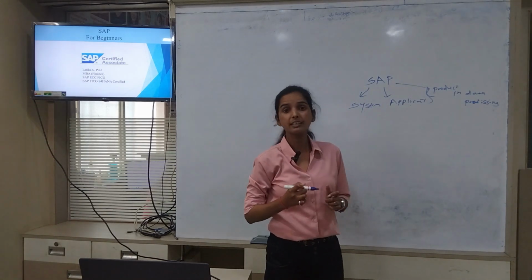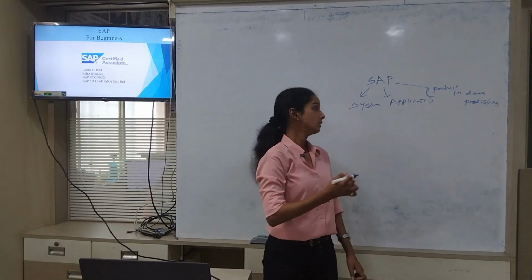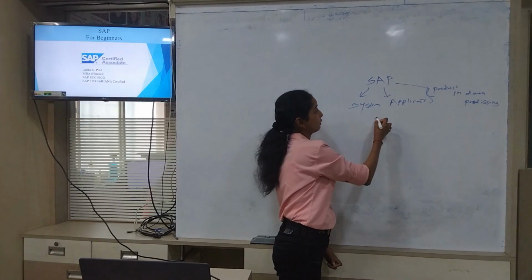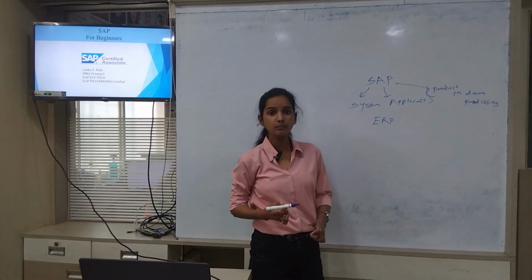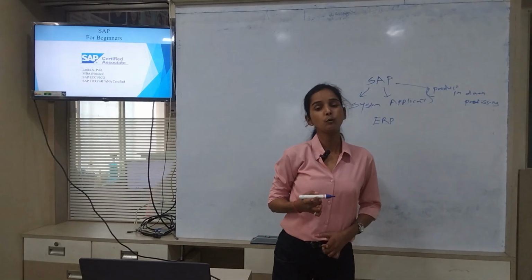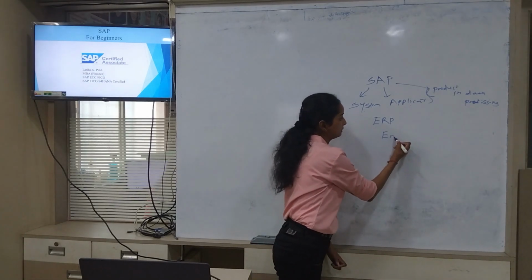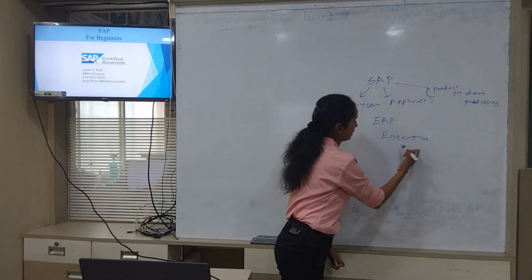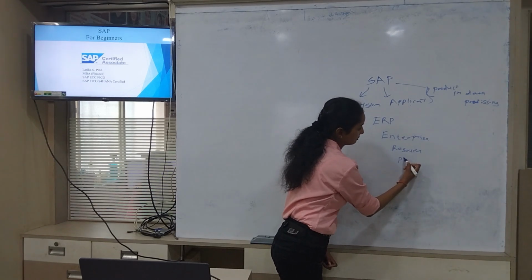When we talk about SAP, basically what is SAP? SAP is ERP. So when we are going to talk about SAP, first of all we all need to know what is ERP. हमें ERP क्या है वो पहले जानना पड़ेगा. So what is ERP? Basically ERP is Enterprise Resource Planning.